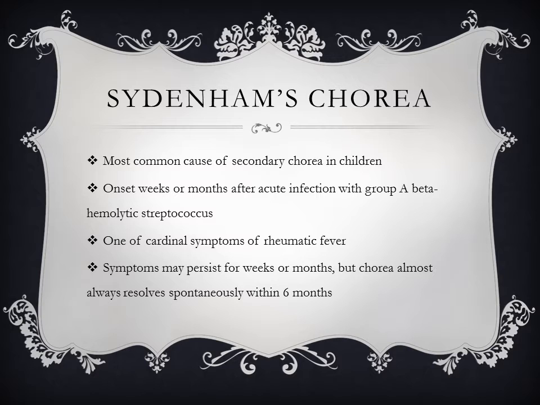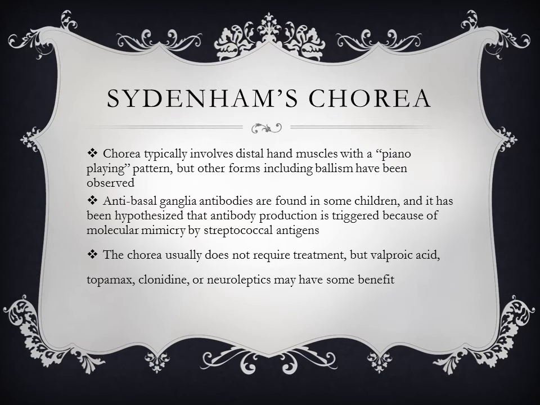The symptoms may persist for weeks or months, but the chorea almost always resolves spontaneously within 6 months. The chorea typically involves the distal hand muscles, where they have a, quote, piano playing pattern, where it looks like their fingers are moving such as to play a piano, but they can have other forms, including a ballism, where their hand and arm just flings out suddenly.